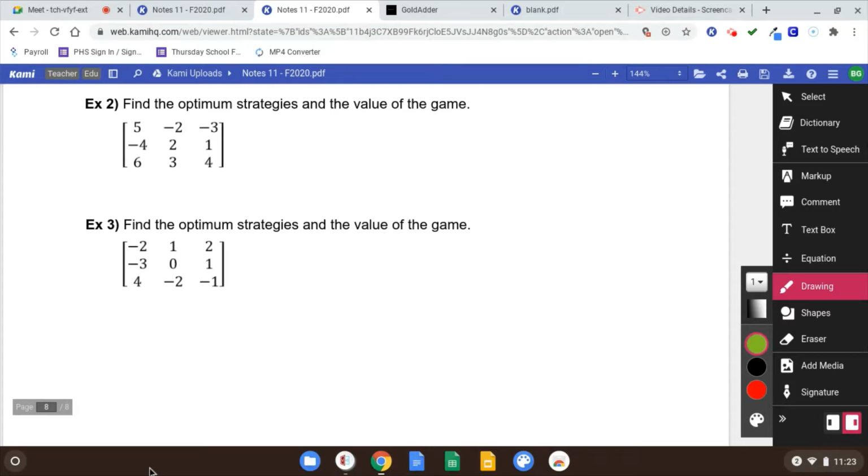Example 2, find the optimum strategies and the value of the game. Remember what we're trying to do. We want it to be strictly determined. We want there to be a saddle point. So don't forget to check for a saddle point.